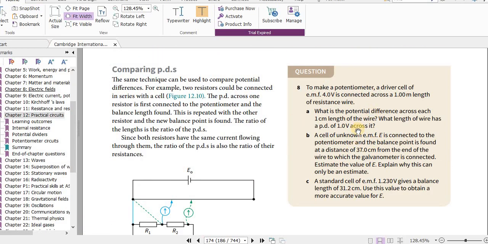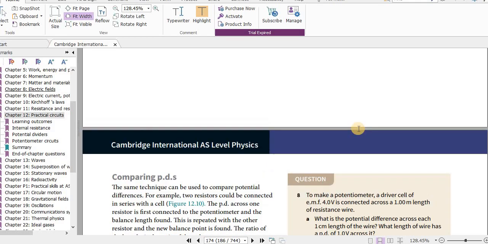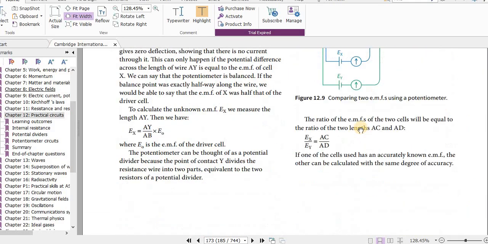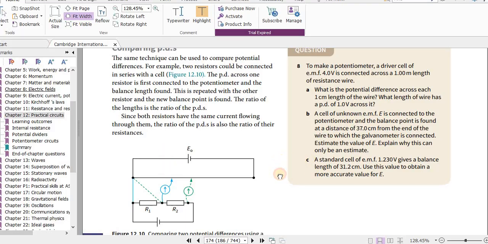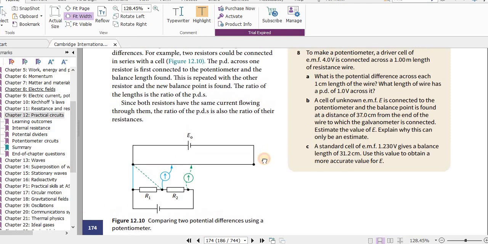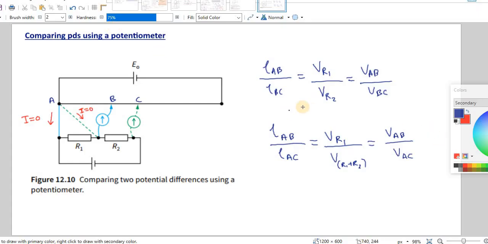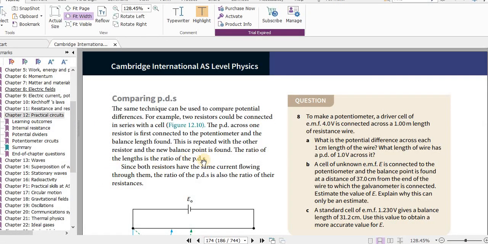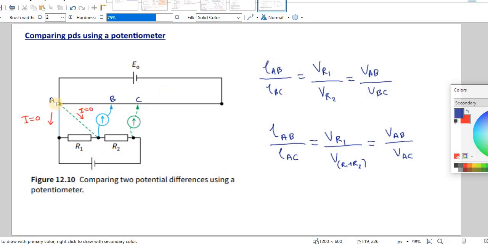So make sure you answer all these questions and check the solutions, because that will ensure that you understood the theory very well. Now in the past papers also there are some questions like this, so make sure you understand this. Maybe we can write something quickly about this also and end the lesson here. If you just look at this here, the ratio of the lengths is the ratio of the potential differences. So the length AB divided by the length BC is equal to the potential difference across this divided by the potential difference across this. So that's what I have shown here, VAB divided by VBC.